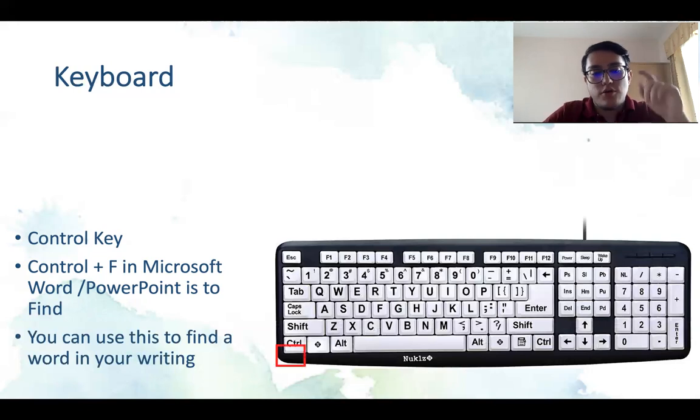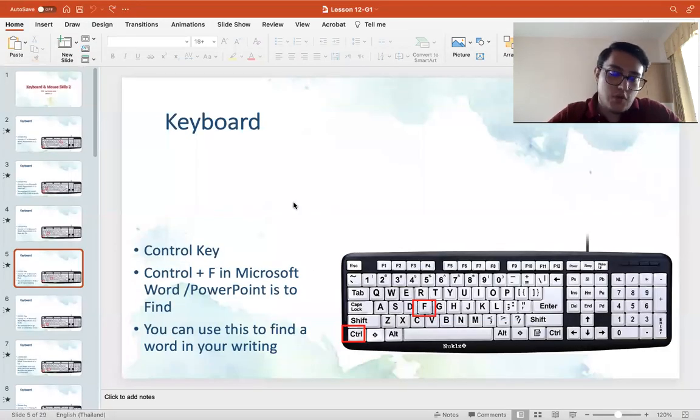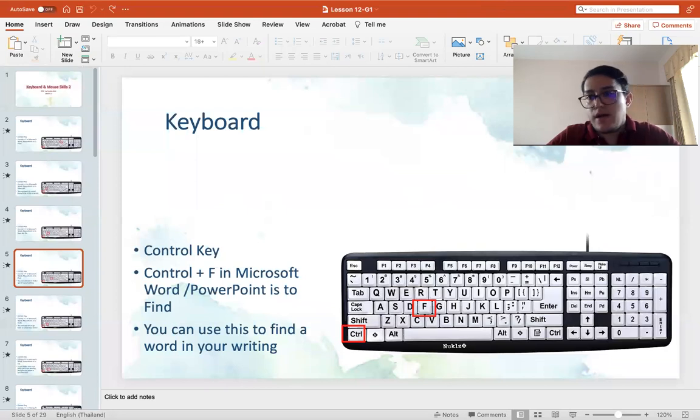So this is your keyboard. You press and hold Control and press F. So let me show you how it works. I press Control F. You will see a small thing up there. Let me have the laser on.